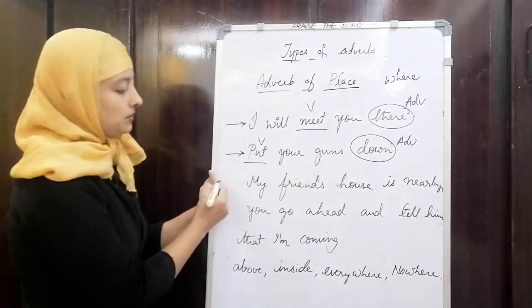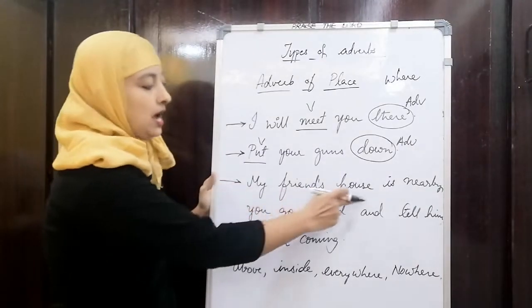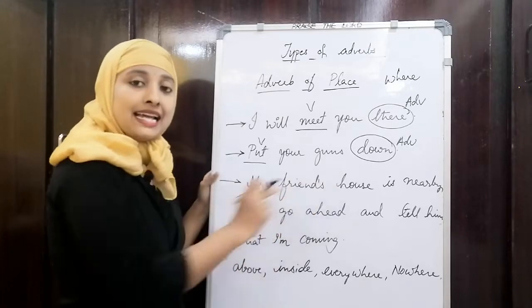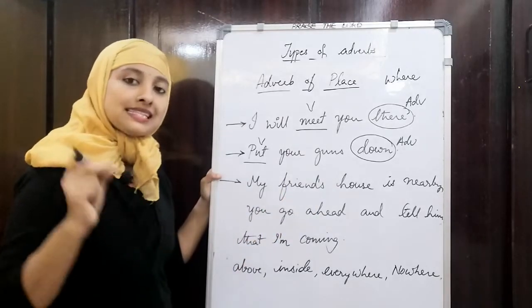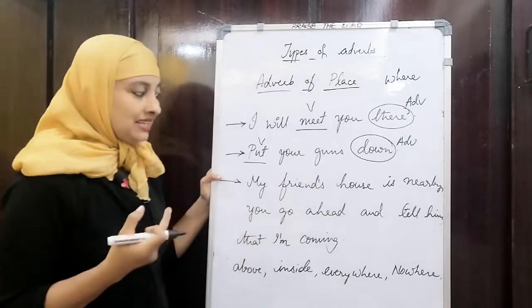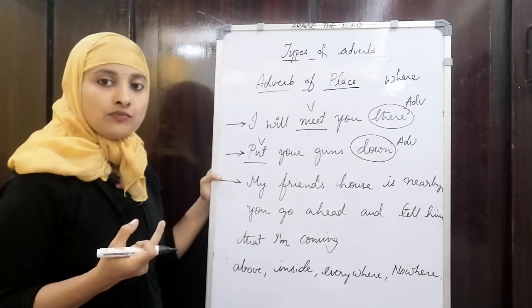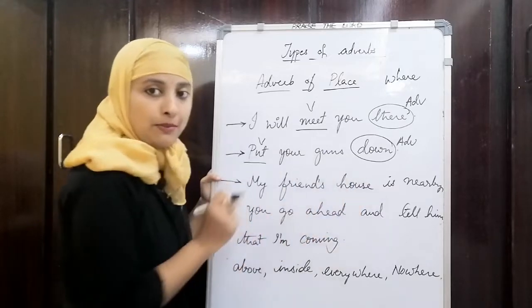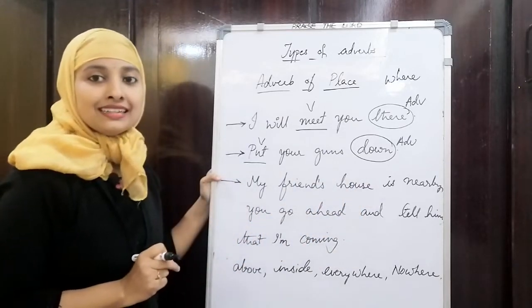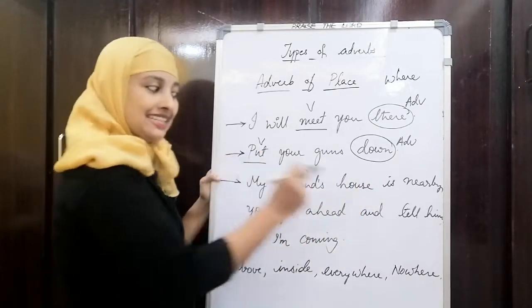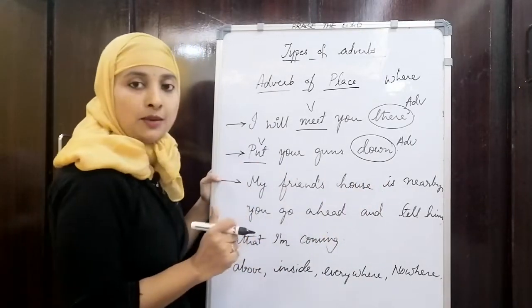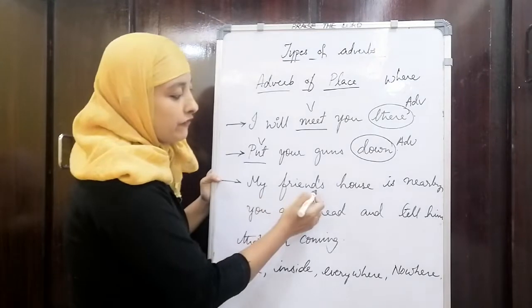Okay. Now, my friend's house is nearby. When I am saying my friend's house is nearby, what am I trying to tell about here? First of all, you need to identify. Is there a verb here? It is there. Is a helping verb, but we are not bothered about it. So where is the adverb? So here, my friend.